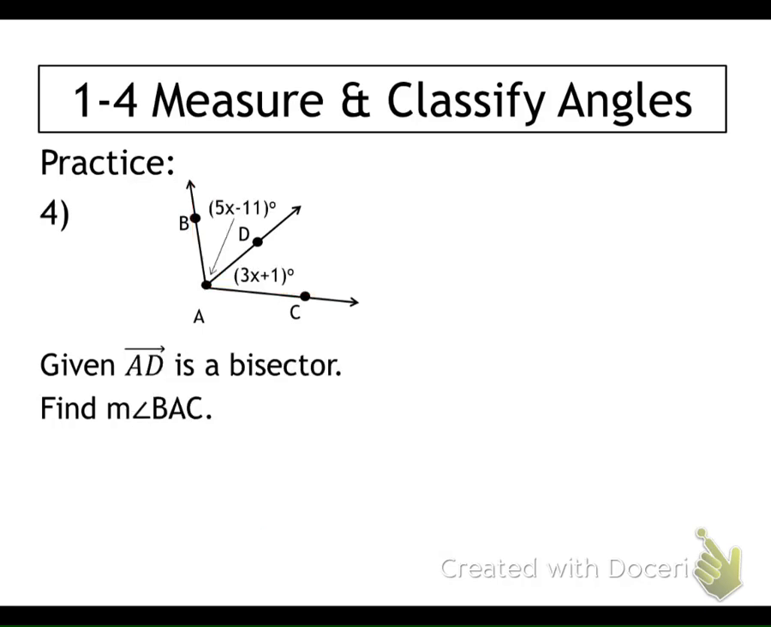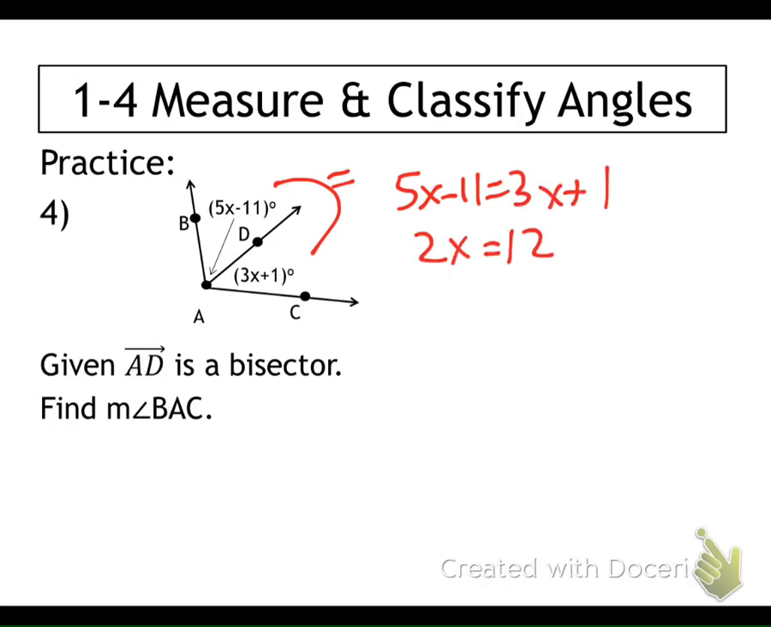Alright, in this problem, same problem, we have a bisector, so things are equal. So now we don't have just numbers, we have variables. So again, equation, right? These two halves are equal to each other. Therefore, we're going to set them equal to each other. 5x minus 11 equals 3x plus 1. 2x equals 12. X equals 6.